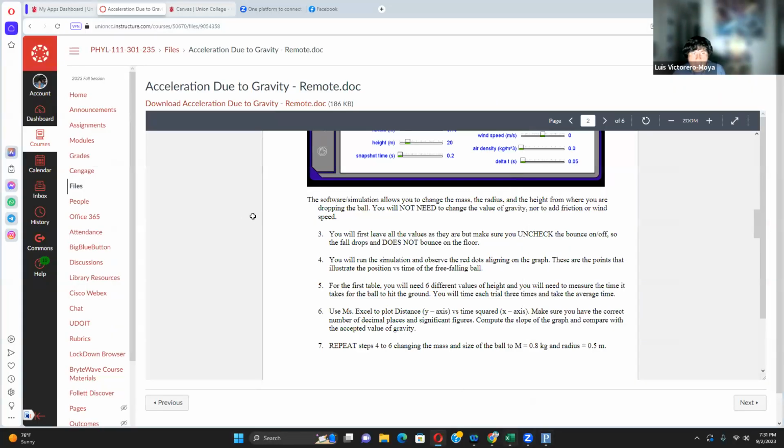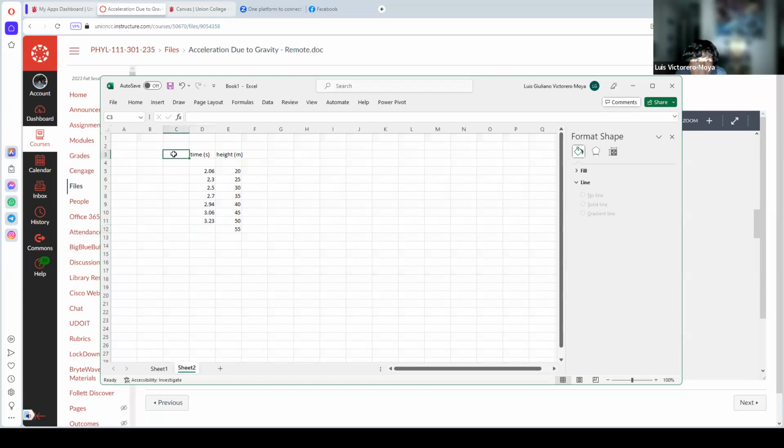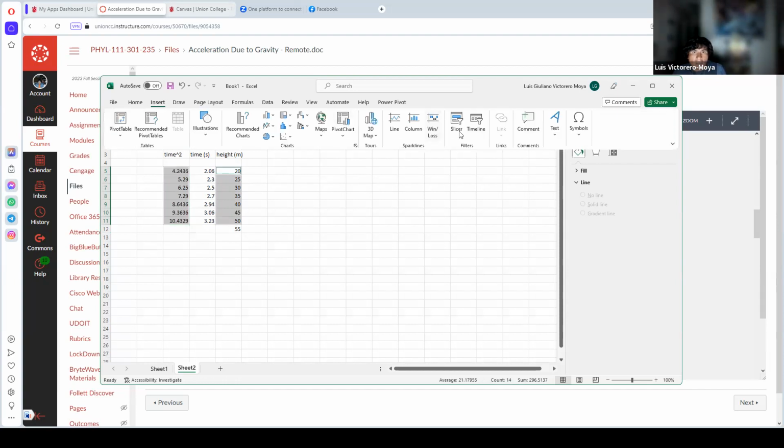Okay. Remember, just like in a lab, you may not be very precise. It's okay. Time squared: this will be equals this guy squared. And then you want to drag this down like that. That's the square of the time. So we're going to plot this column with this. I ignore this for now. I just want to see the trend.